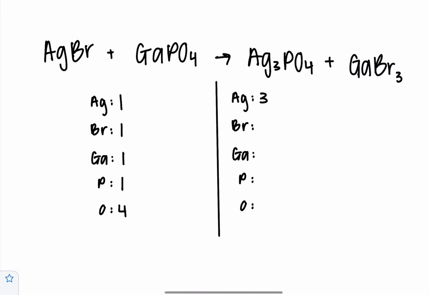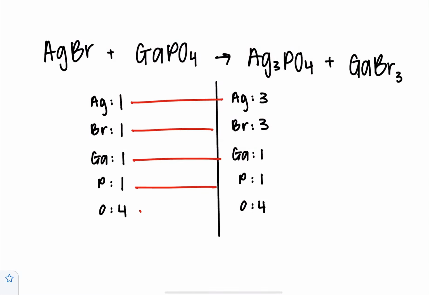On the right side of the arrow, meaning these compounds, our Ag has a subscript of 3, so there are 3. Our Br has a subscript of 3, so that means there are 3 Brs. And our Ga has nothing there, so we just assume that there's 1. Our P has no subscript, so there is only 1. And our O has a subscript of 4, so there are 4 Os on the right side of the arrow. So now you can see why I wrote my list this way. We can compare how much of each element we have on either side.